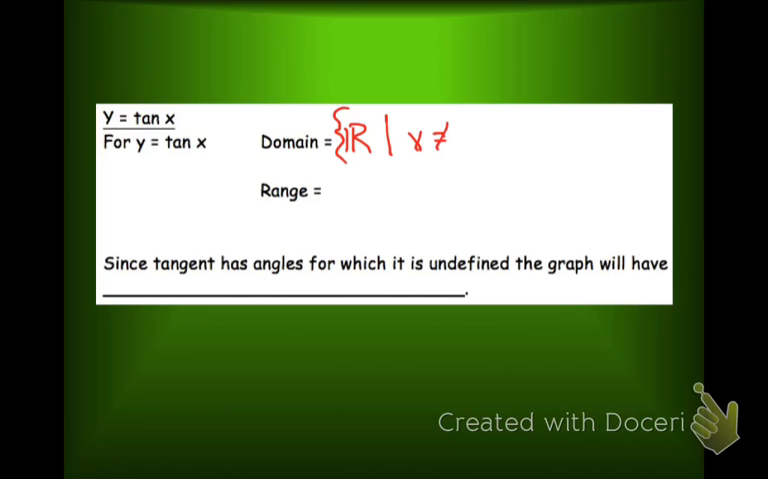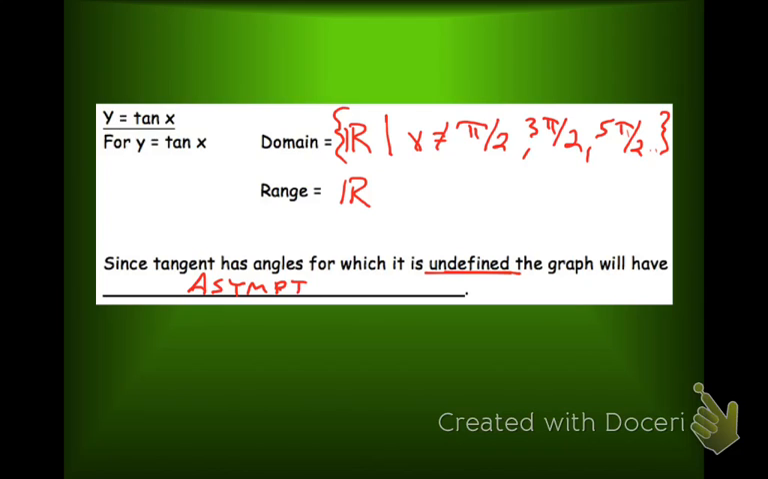X does not equal pi over 2, 3 pi over 2, 5 pi over 2, and so on. And our range, again, is going to be all reals, because tangent can go higher and lower than 1 and negative 1. So since tangent has angles for which it's undefined, the graph will have asymptotes. And remember, that's something where the graph gets really, really close to it, but never actually touches.